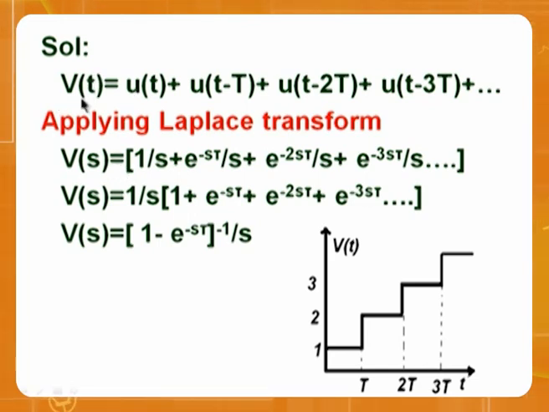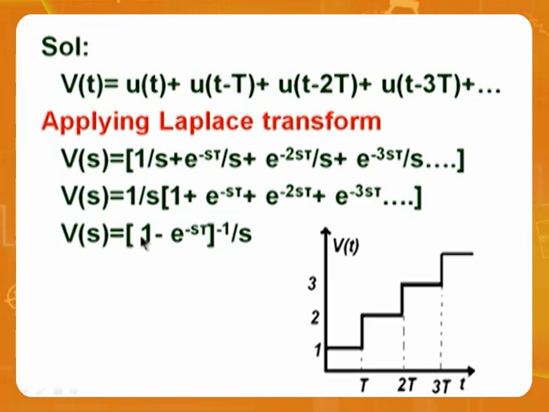I am illustrating now. V of t is equal to U of t plus U of t minus T, U of t minus 2T, U of t minus 3T. Then what will happen to the Laplace transform? V of s is 1 by s, e power minus sT by s, e power minus 2sT by s, e power minus 3sT by s. If you take 1 by s common: 1 by s into 1 plus e power minus sT, e power minus 2sT, e power minus 3sT, and so on.